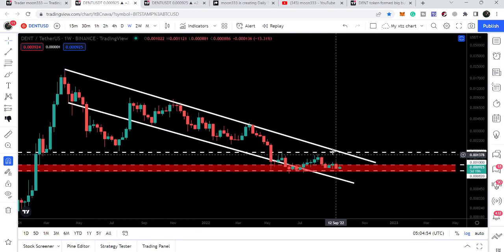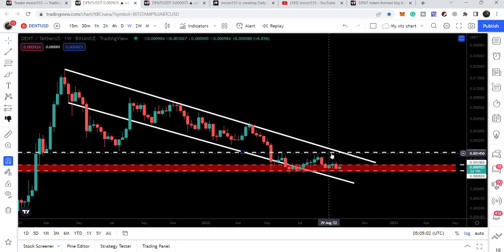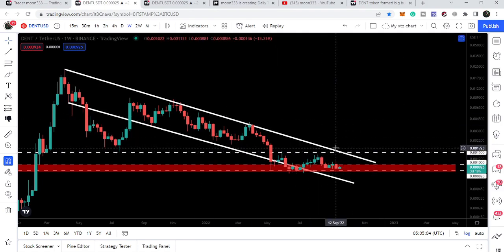You can see that this time this resistance of the channel and this key resistance zone of $0.0015, by the way, we have this resistance zone here, and we need to break out these two resistance levels at the same time. Now let me take you to the daily time frame chart.